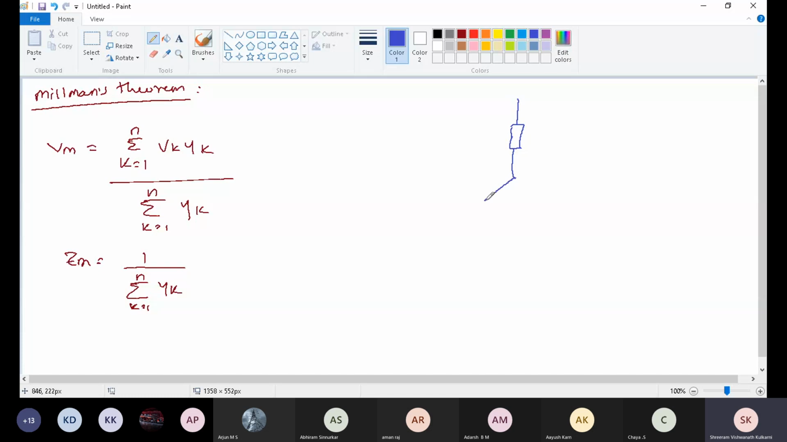Let us consider a star connected load. This point is neutral, with impedances ZA, ZB and ZC. This is point A, point B, point C.